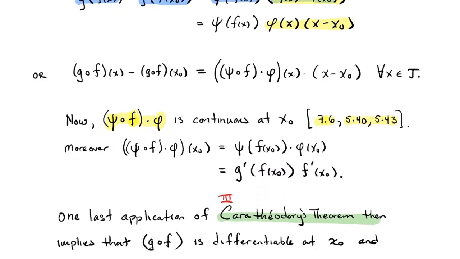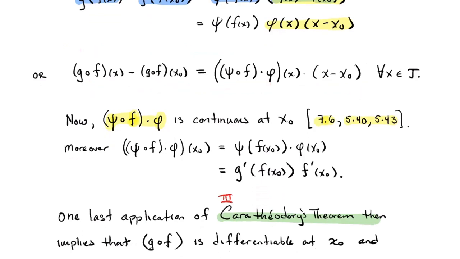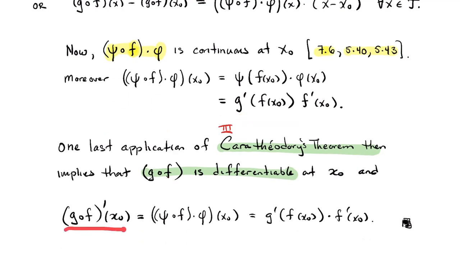I've got this function psi composed with f times phi satisfies the Theodore equation, right? And it's continuous. So one, I know that g composed with f is differentiable. It's one conclusion. And moreover, the value of that continuous function at x naught is the derivative. So I know that g composed with f's derivative is the value of this continuous function at x naught. We just worked out what that value is. Okay, so if you look at these two things at the extremes of the equation, that's the chain rule.